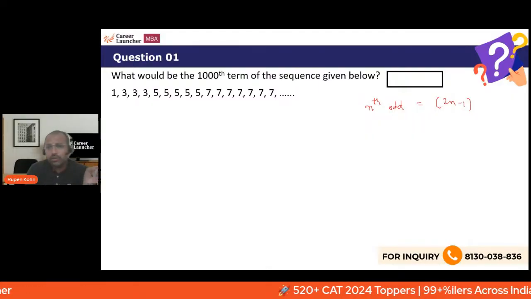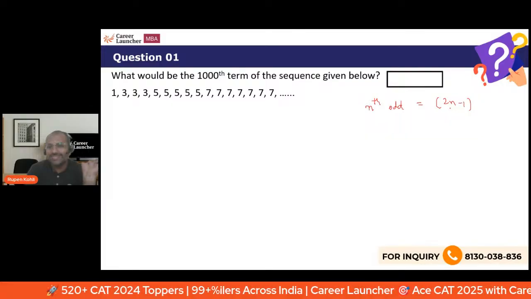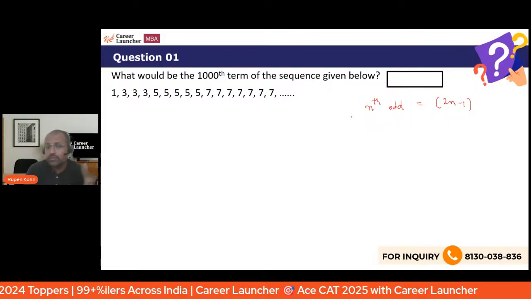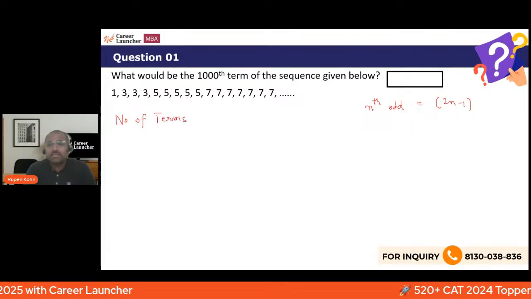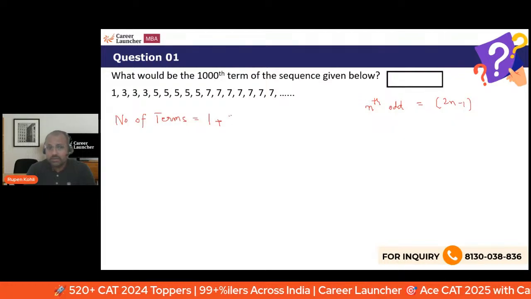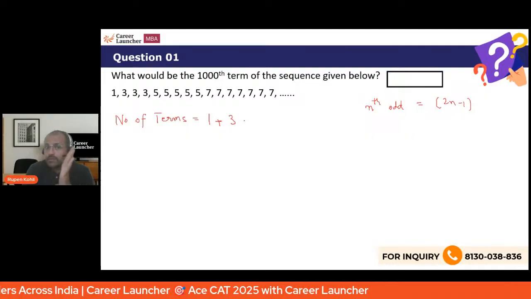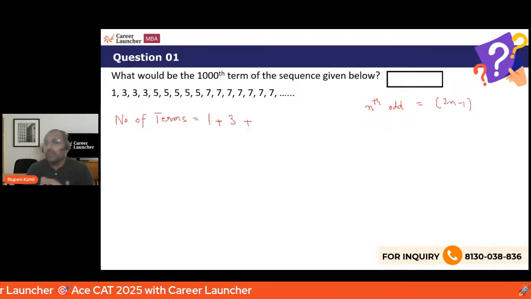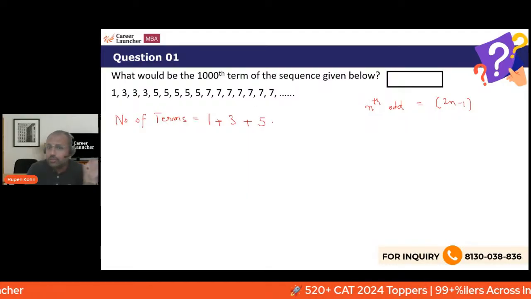So when we write the nth odd number, which is 2n minus 1, how many terms have been written? That's what we should be thinking about, right? The number of terms by the time we have finished writing the nth odd number is 1 plus, so for 3 we wrote it thrice, so plus 3. So when we ended writing 3, we had written 1 plus 3 terms. When we ended writing all the 5s, how many terms have we written? 1 plus 3 plus 5 and so on.